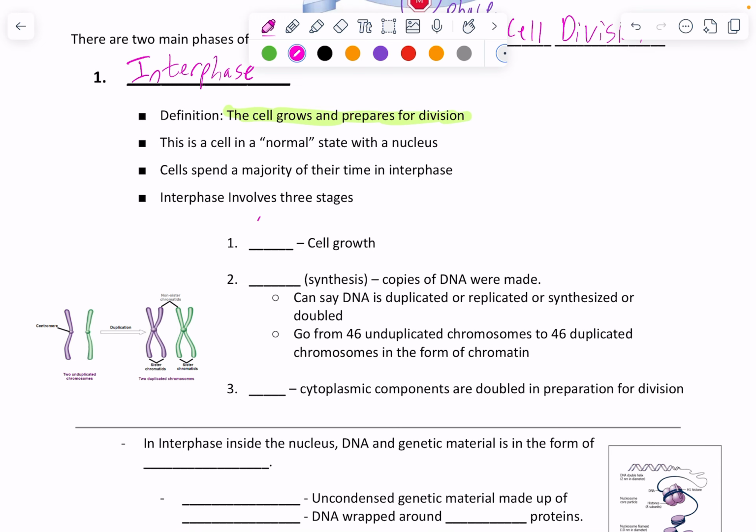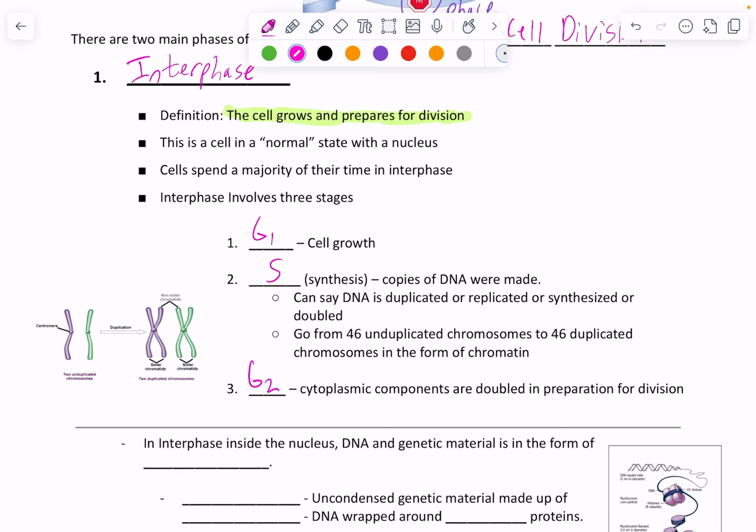You might remember these. These are G1, where the cell is growing. There is the S phase. S stands for synthesis, and this is going to be an important topic here, and then we'll circle back to that in a second. Our last step is G2.